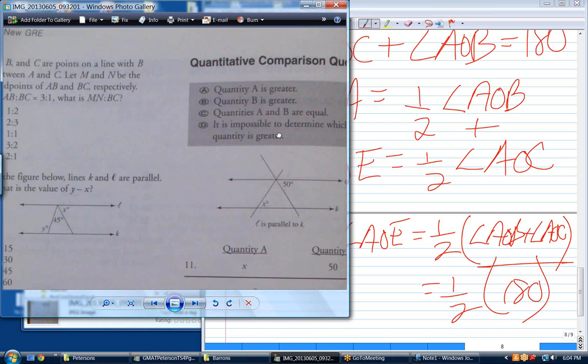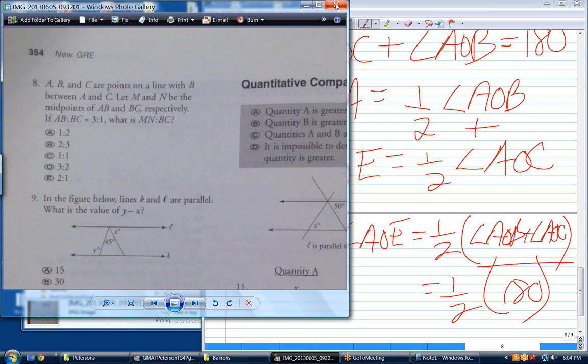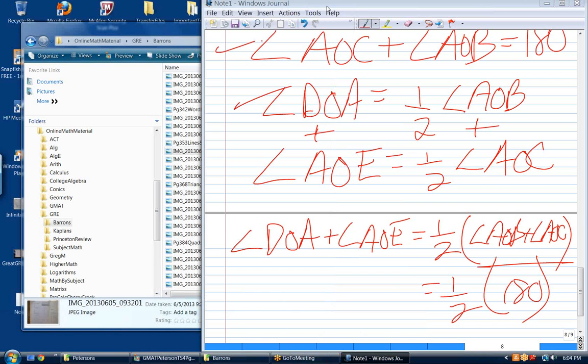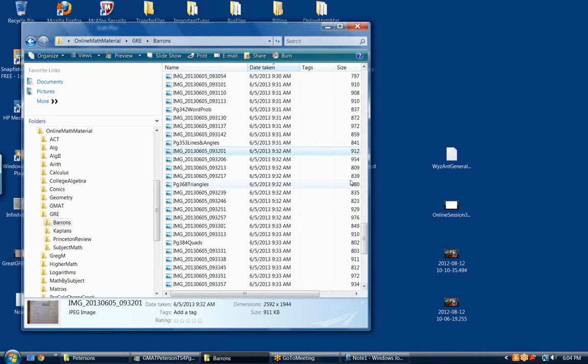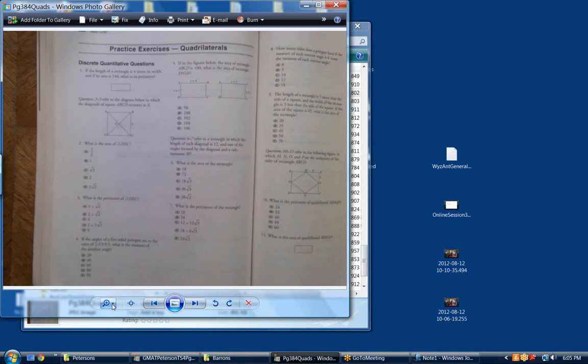All right, so that's it for lines and angles. Let's go to circles. We've done all of lines and angles. We've done all of triangles. I didn't mean circles, I meant quadrilaterals. Circles are after that.